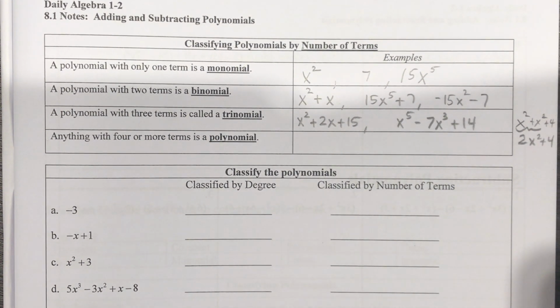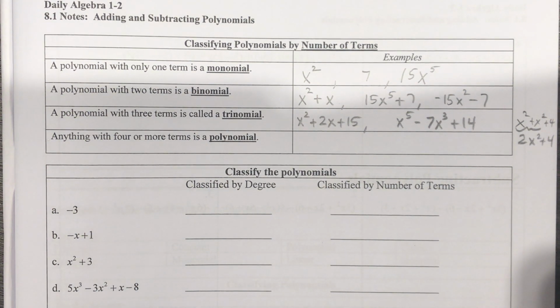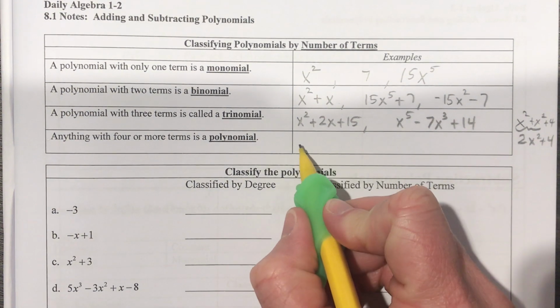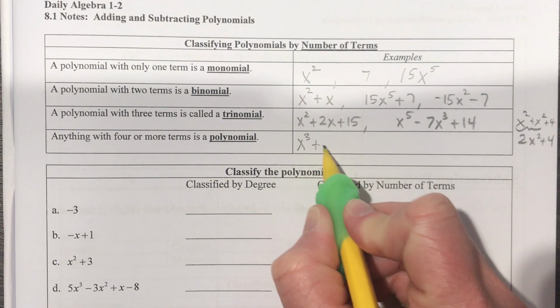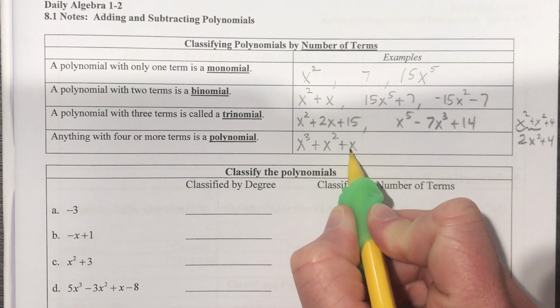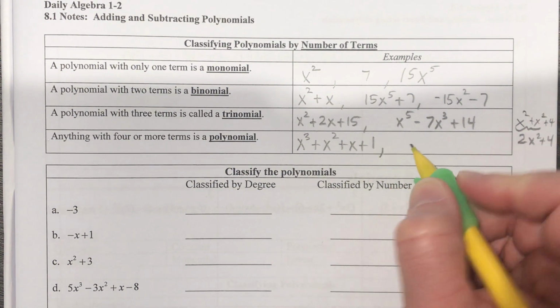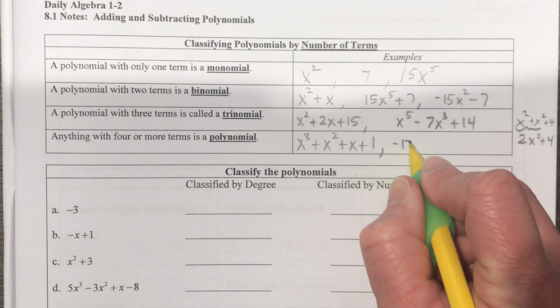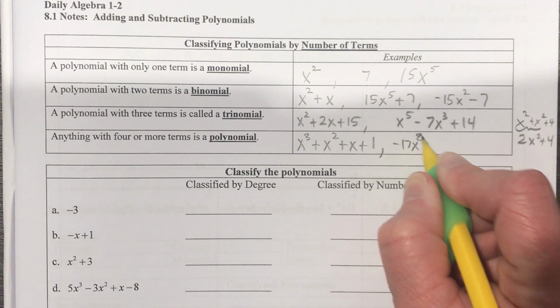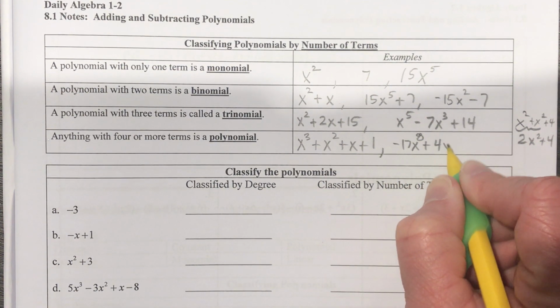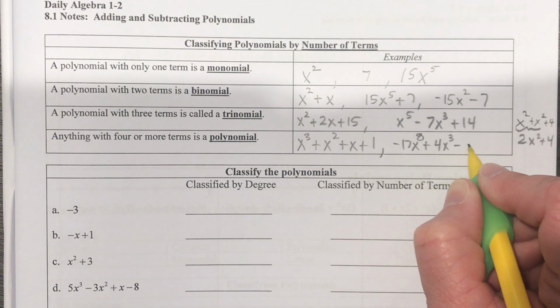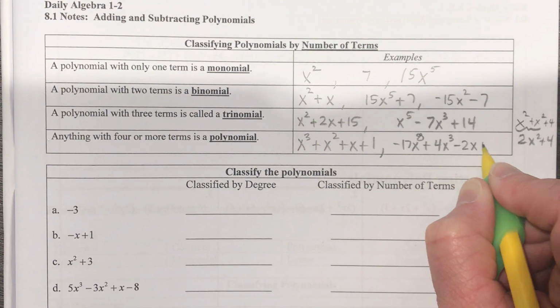And then 4 terms, well, you need 4 terms. So you'll need 3 signs, either plus or minus, to separate what those terms are connecting your terms with. So let's see here, like maybe x cubed plus an x squared plus an x plus 1. That could be an example. Or maybe you get a little bit more jazzy with it, you know, negative 17x to the 8th plus 4x to the 3rd minus 2x plus 5.